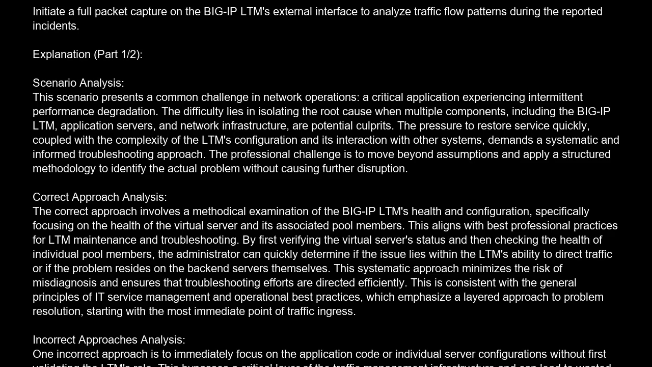The correct answer is C. Initiate a full packet capture on the BIG-IP LTM's external interface to analyze traffic flow patterns during the reported incidents.